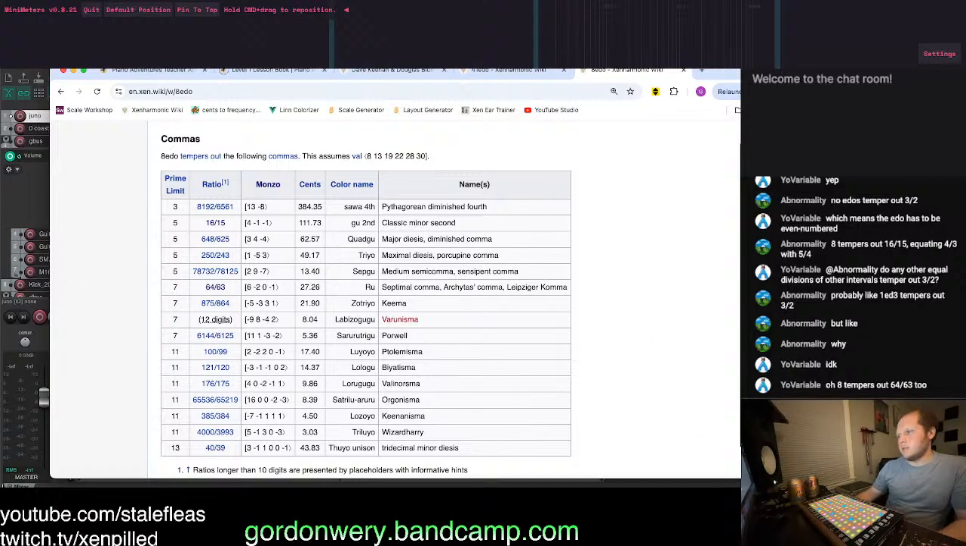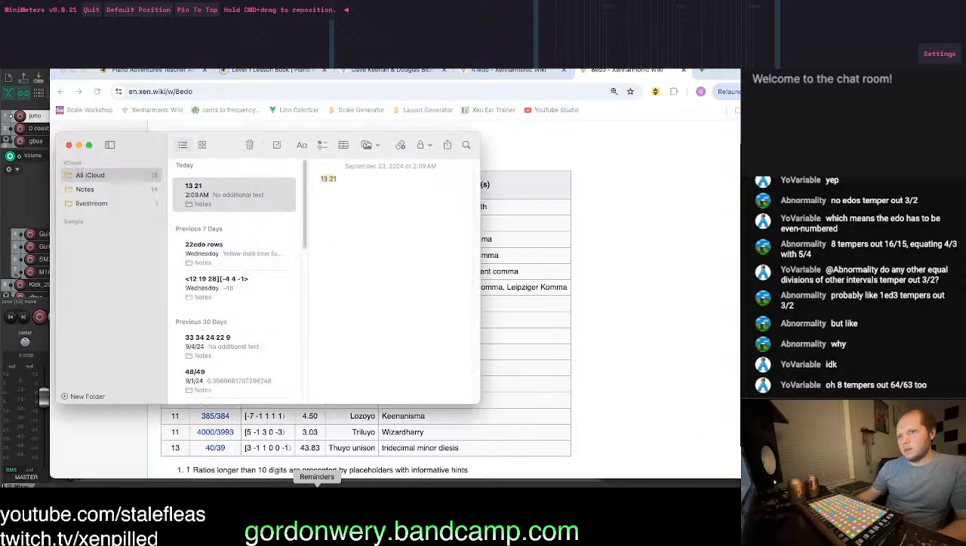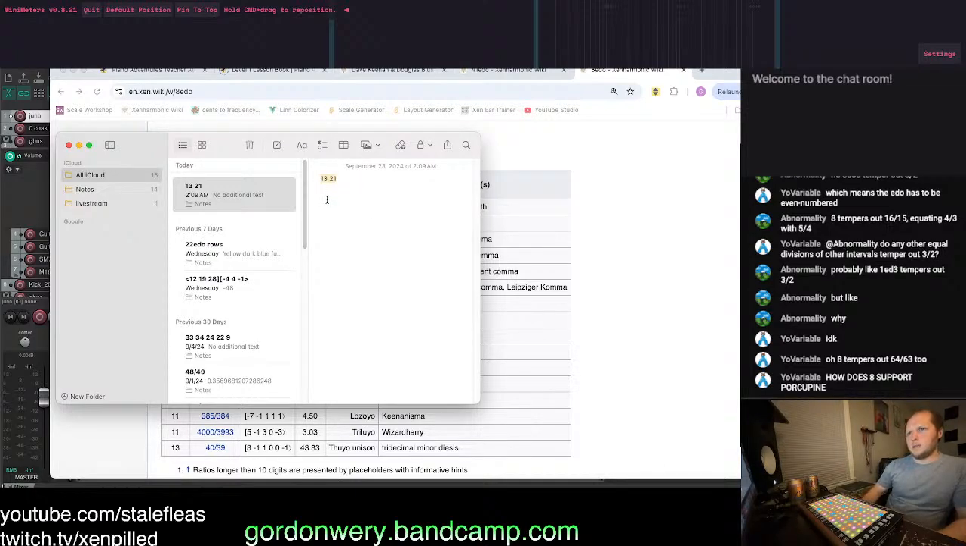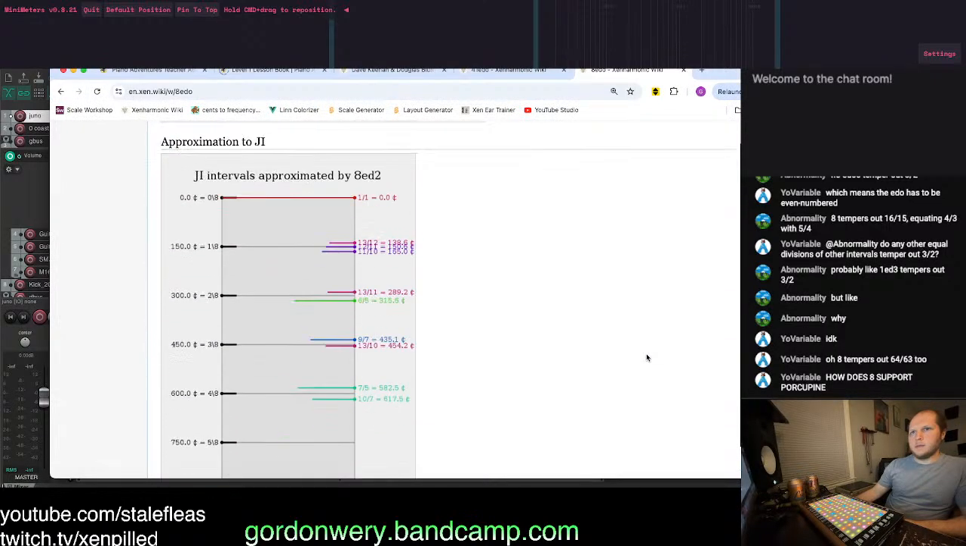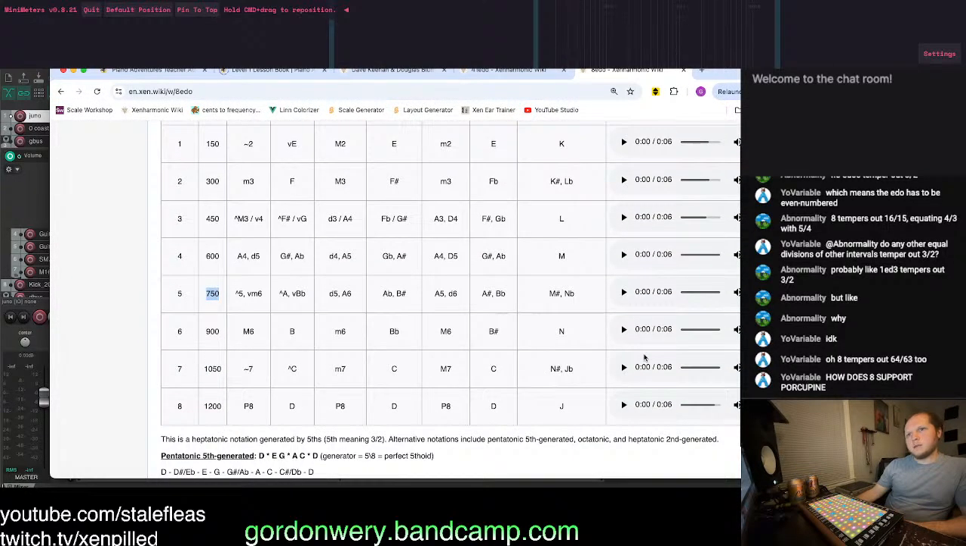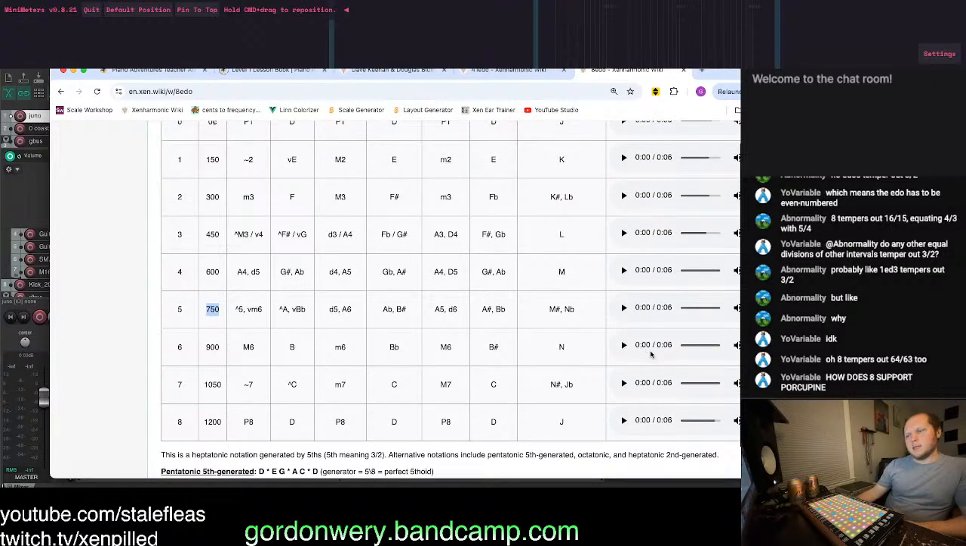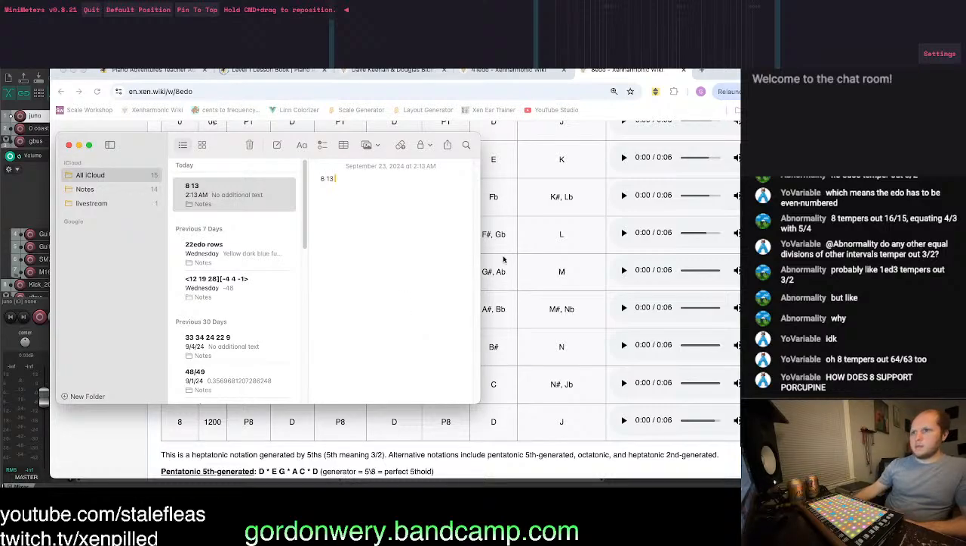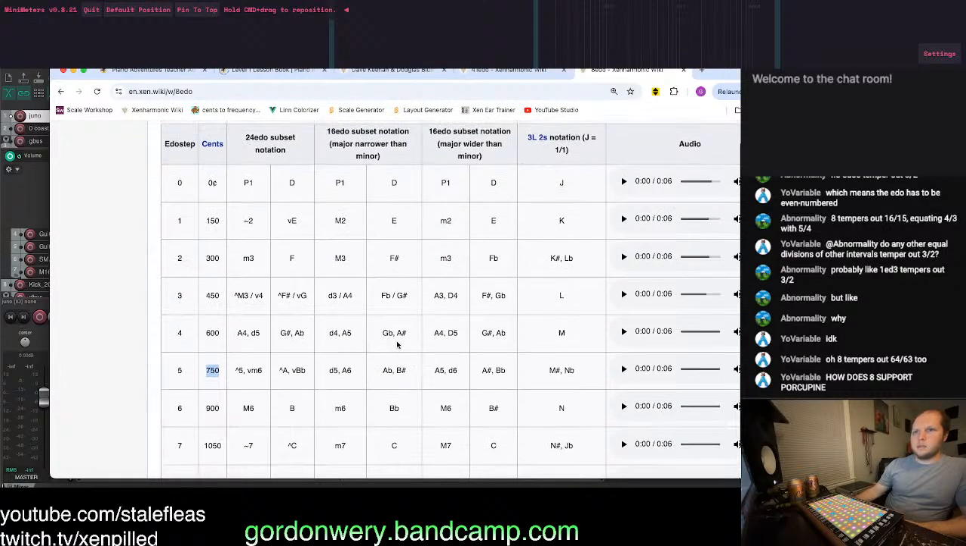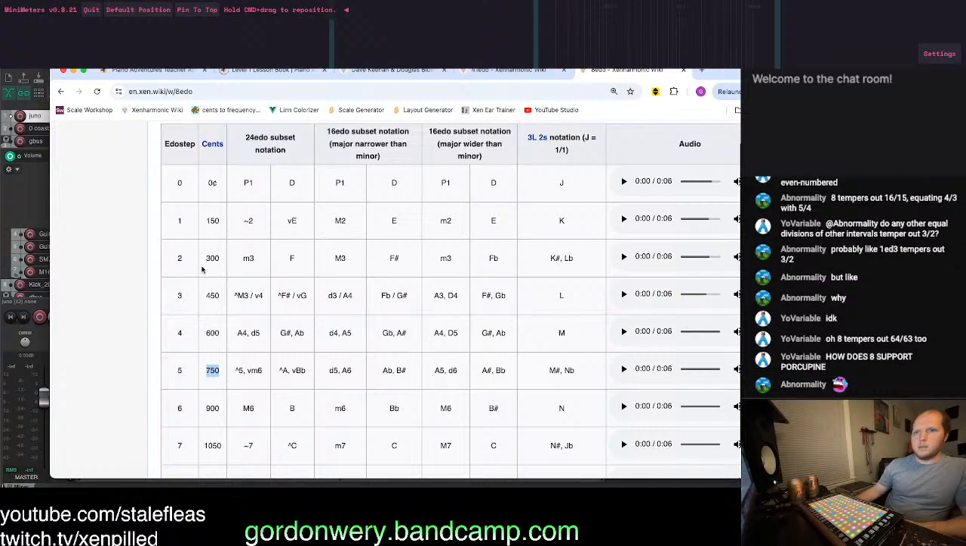So 8 tempers out 16/15. Go over that. So 8. What's the fifth? 5, so it'd be 13. And then the third would be 3. Is the third 3 or 2? It's got to be 3, right? So 3, so 19.